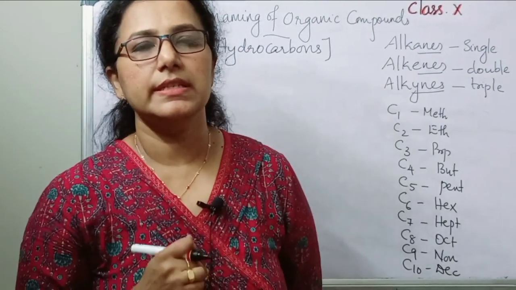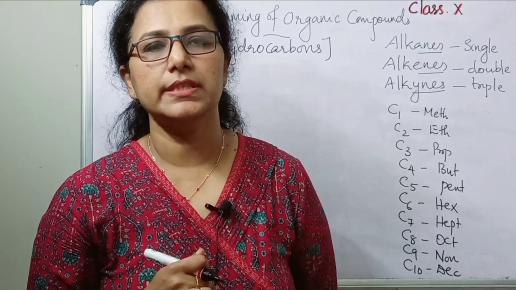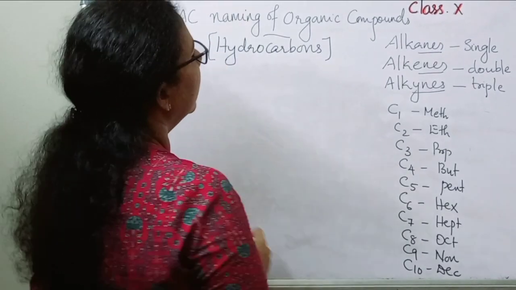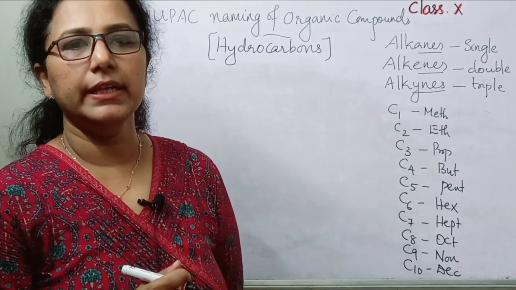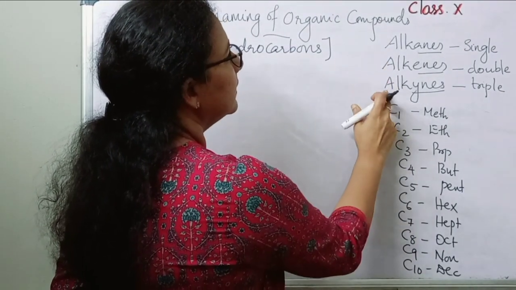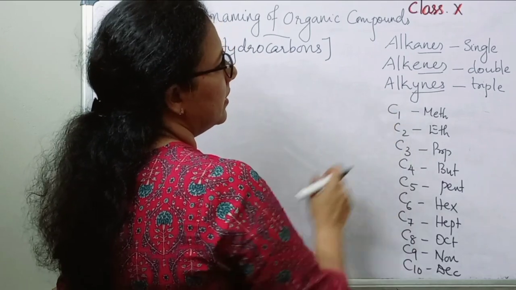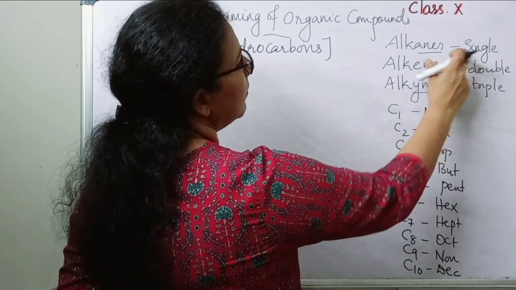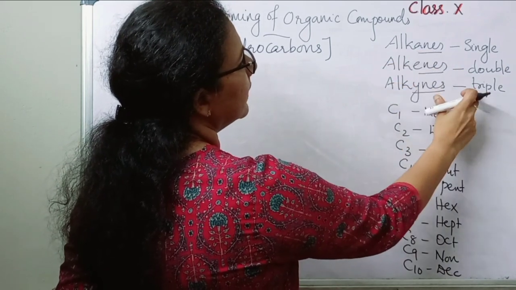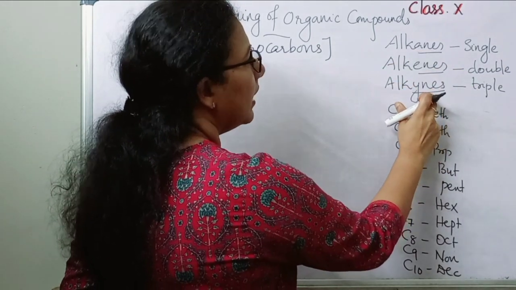Hello students, let's learn how to give IUPAC names for different organic compounds, especially in the case of hydrocarbons. You know there are three types of hydrocarbons. One is alkane, the second one is alkenes, and the third one is alkynes. So there is a single bond in the case of alkanes, there is a double bond in alkenes, and there is a triple bond in alkynes.